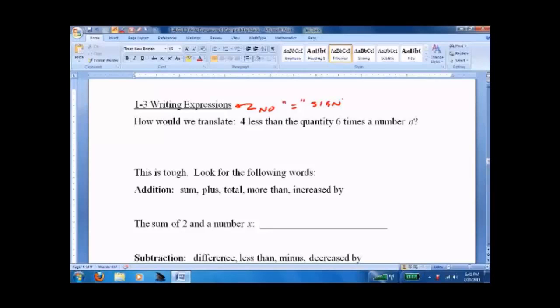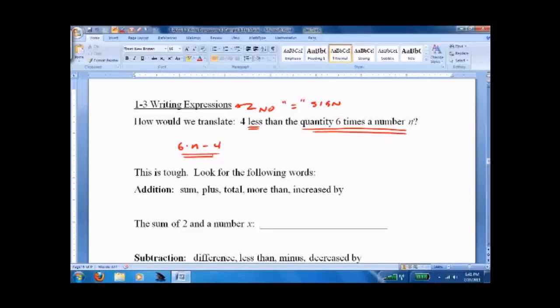This is the hardest one I can give you. 4 less than the quantity 6 times a number n. The key word here is less. We'll come back and talk about that more. And then we have another piece, quantity 6 times a number n. So we write that as 6 times n. Then we say 4 less than that. So 4 less than that would be minus 4. And that's how we write an expression.